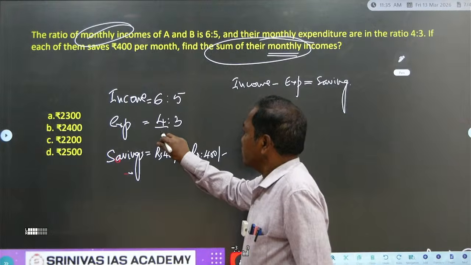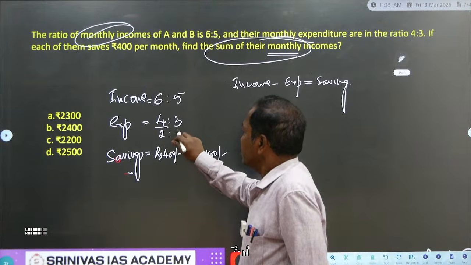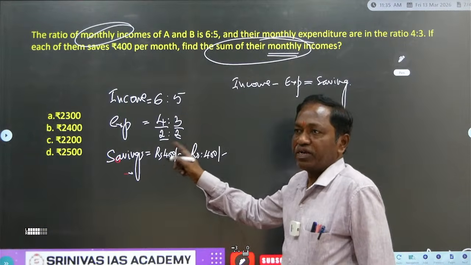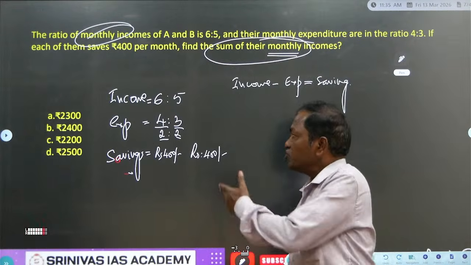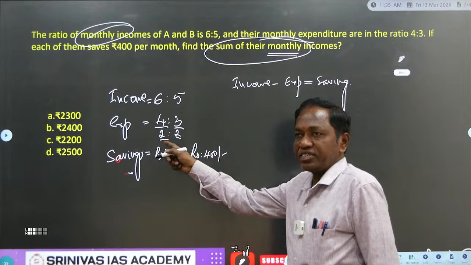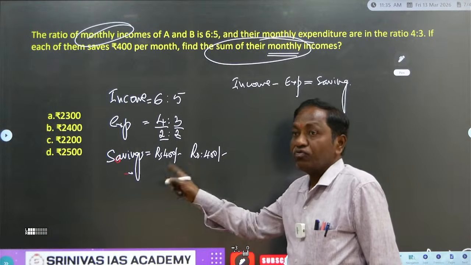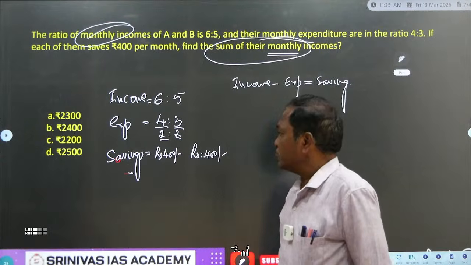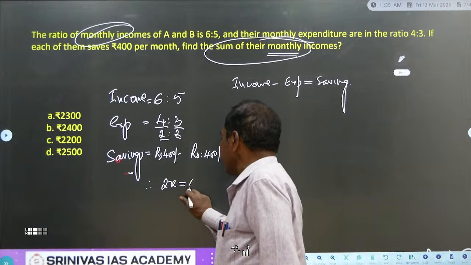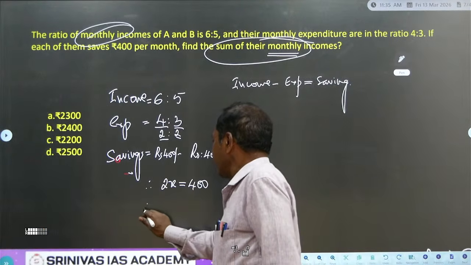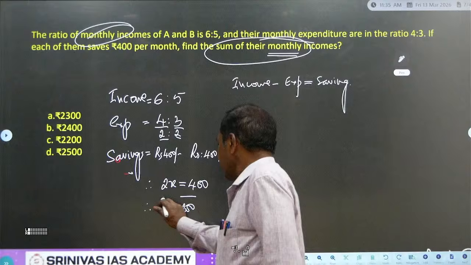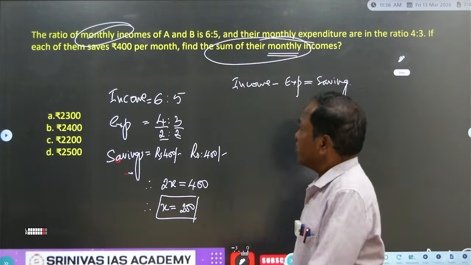See, 6 minus 4 is 2. 5 minus 3 is 2. It means the ratio of savings is common for both of them, 2 ratios and 2 ratios only. But the saving amount is also the same. So you can say straight away 2x equals 400. Therefore, x equals 200. The x value is 200.